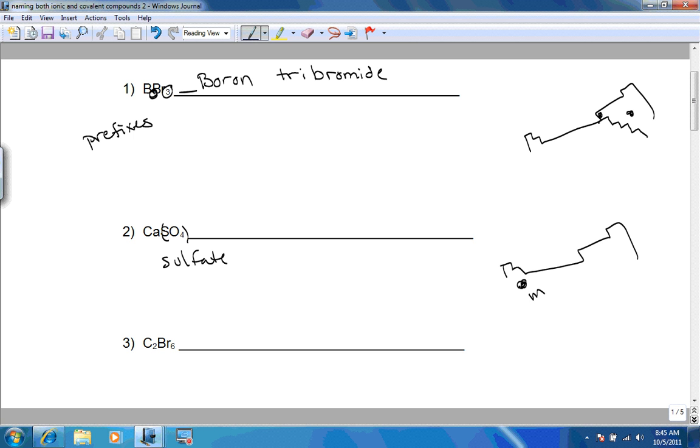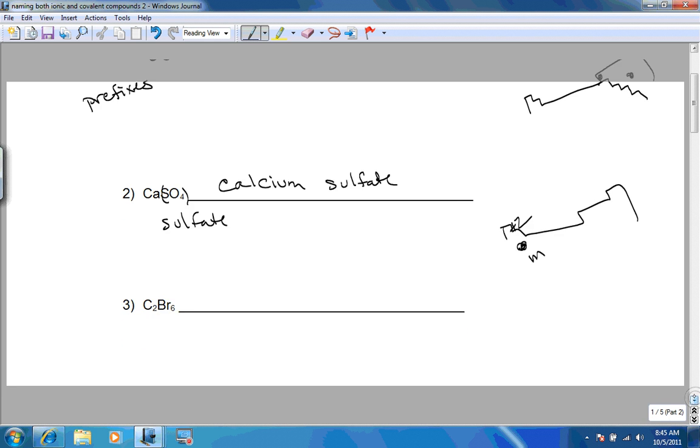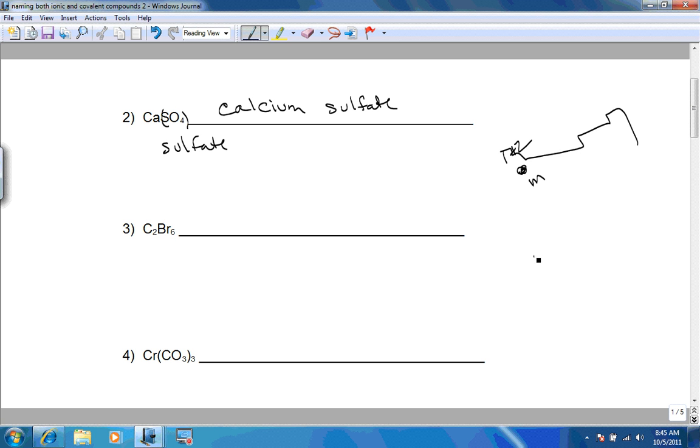A metal with a nonmetal or a cation with an anion means it's going to be an ionic compound, which means we are not using prefixes in this case. So we're just going to write the cation and then we're going to write the anion. If you look on the periodic table, you know right away that the charge of calcium is a +2. That means we do not need Roman numerals for this one, such as calcium sulfate. Okay.